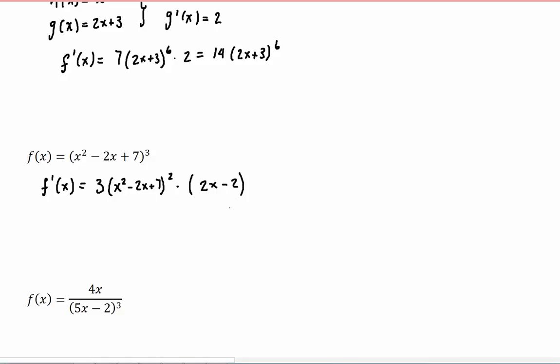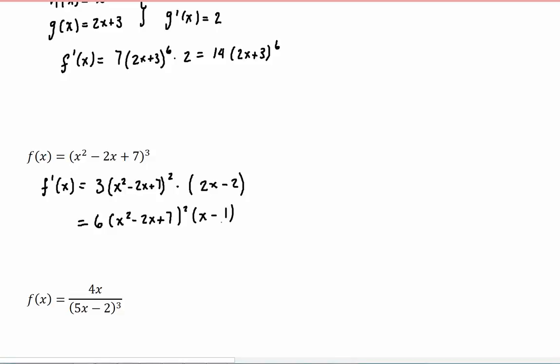And that gives you an expression. You could expand it or leave it just like that. You could also take a common factor 2 and multiply it in the front. It's completely up to you. I mean, you could do this 2 times and then have 6 times x squared minus 2x plus 7, squared, times x minus 1. So you could do that.